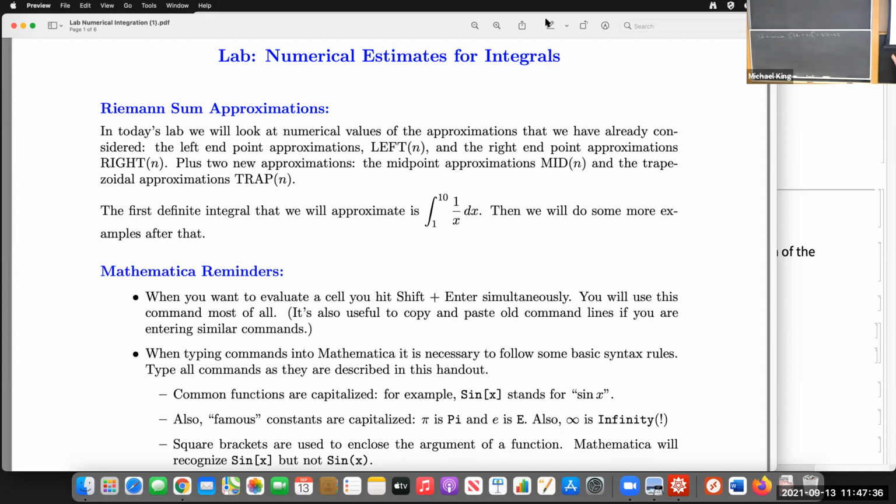Right, so ln of x equals y means e to the y equals x. It's kind of the definition of natural log. And so ln of 1 is the power you raise e to get 1. So y equals 0. Okay, just a reminder: natural log of 1 is 0.